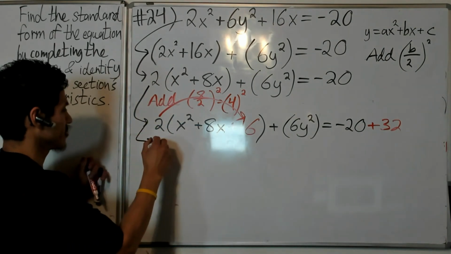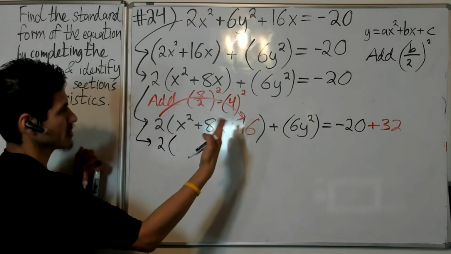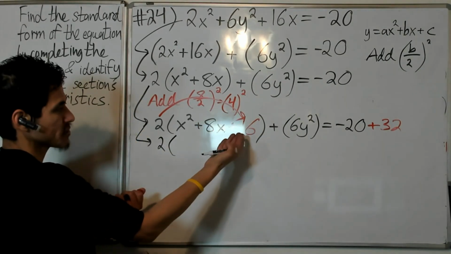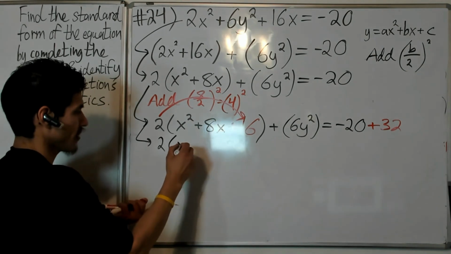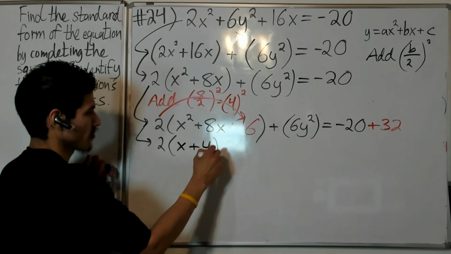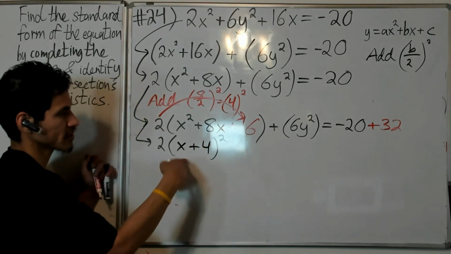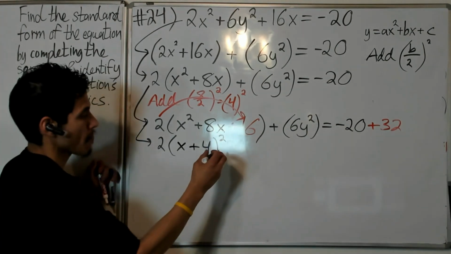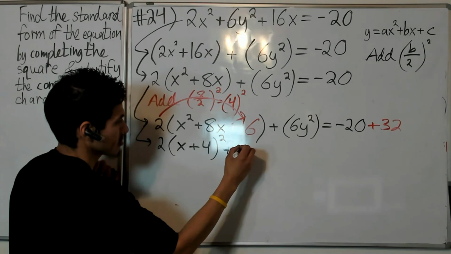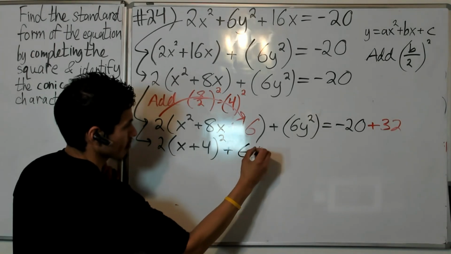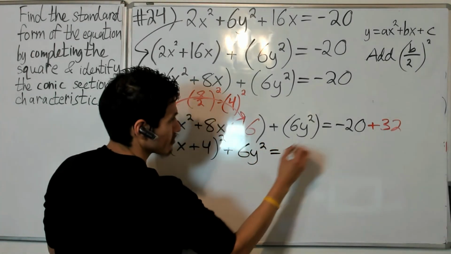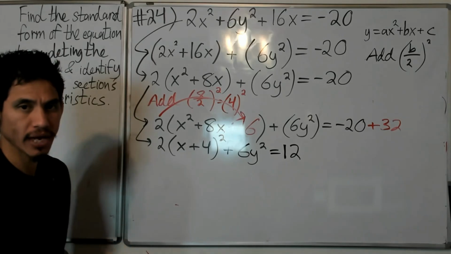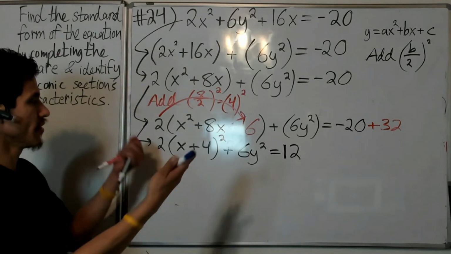Now we continue. We have 2 times, and the reason we do this is because whatever this number was, which is 4, that's what this is going to factor into. So this factors into x plus 4 squared, because x plus 4 times x plus 4 will be x squared plus 8x plus 16, plus 6y squared. No more need for the parentheses. Equals 12. Yeah?